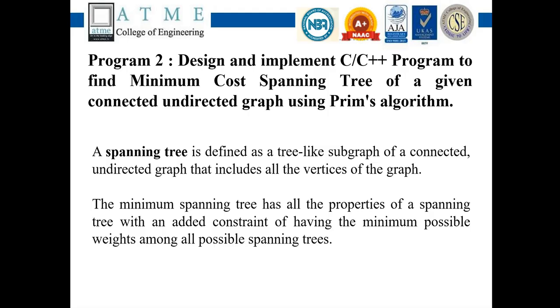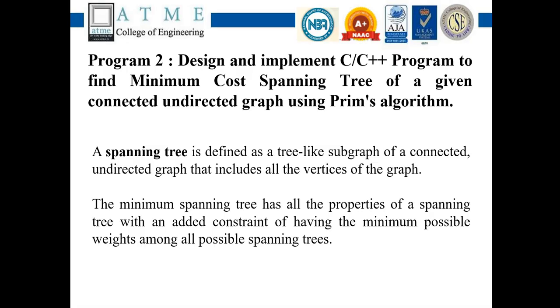Then what is a minimum cost spanning tree? For example, if I consider a graph with a cost matrix, in that cost matrix I should select edges in such a way that whenever I add all the edges that have been selected as spanning edges, the total should be a minimum cost. Then we call it a minimum cost spanning tree.